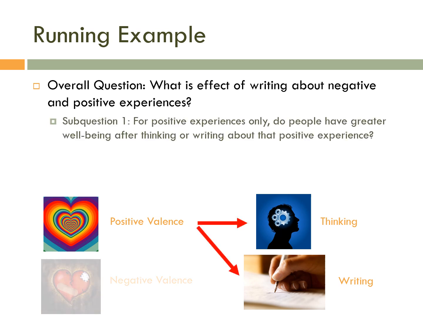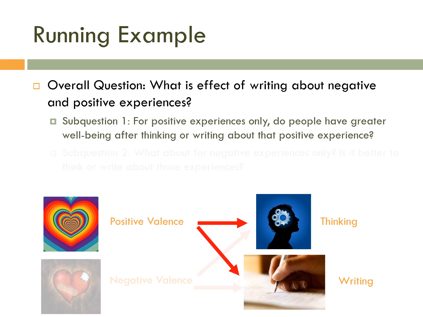So specifically, we might want to know that for positive experiences only, is there a difference between thinking and writing about that experience? Do people have greater well-being after thinking, or is it better to write about that positive experience? So here we're only looking at the independent variable related to the dependent variable at one level of the other. So we're looking at how the mode of processing affects our dependent variable, but only looking at the positive valence level of the second independent variable.